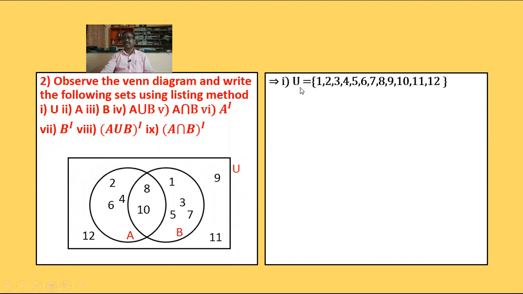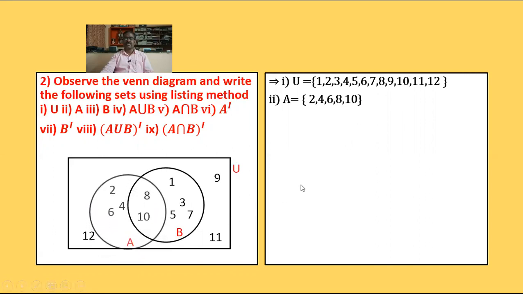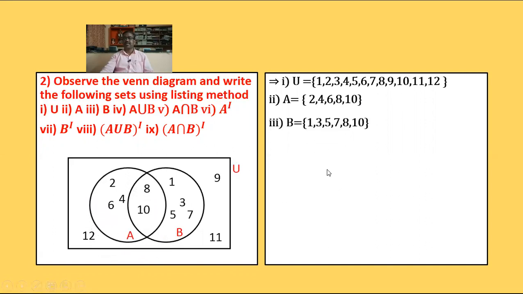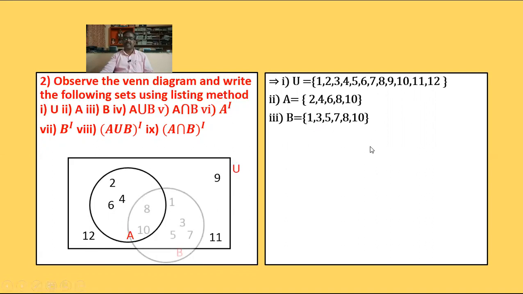First, universal set U. U contains all the elements in sets A, B, and U: 1, 2, 3, 4, 5, 6, 7, 8, 9, 10, 11, 12. All elements are contained in the universal set U. Second, set A. This circle represents set A. Set A contains 2, 4, 6, 8, 10. This is set A. This circle represents set B. Set B contains elements 1, 3, 5, 7, 8, 10.